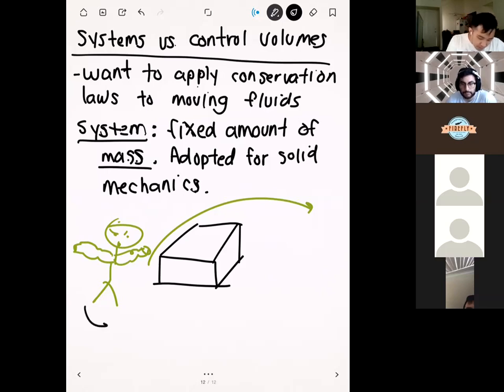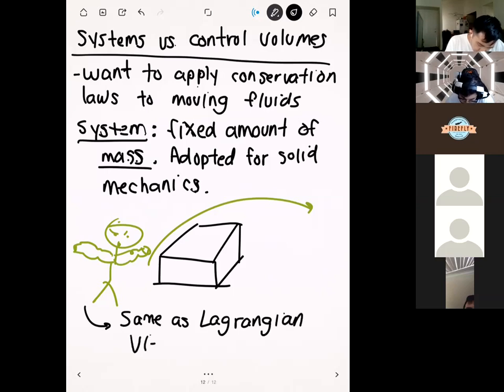This approach to tracking just a certain amount of mass, you can think of as the same as our Lagrangian viewpoint. Because remember, for the Lagrangian viewpoint, we have individual particles that we're tracking in the fluid, and each of those particles will have a fixed amount of mass. A system view of performing analysis is the same thing, where we have a fixed amount of mass and we track it.